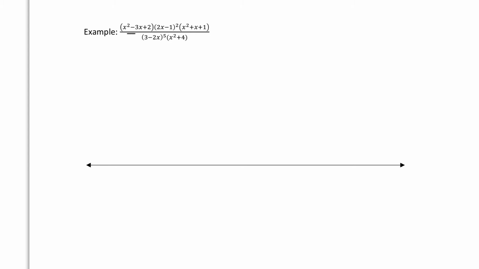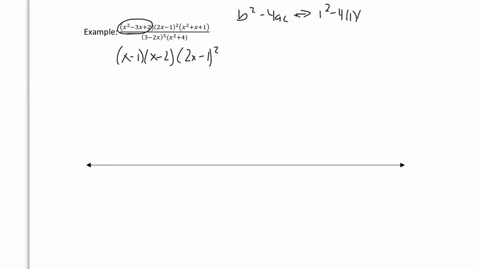So this first part here definitely factors. This becomes x minus 1 and x minus 2. The next part is already factored for us, so that's good. And if we check the discriminant of this, b squared minus 4ac, we're going to get, what would it be? 1 squared minus 4 times 1 times 1. That's going to be definitely negative. So it doesn't factor. And if it doesn't factor, then we just have to leave it how it is.